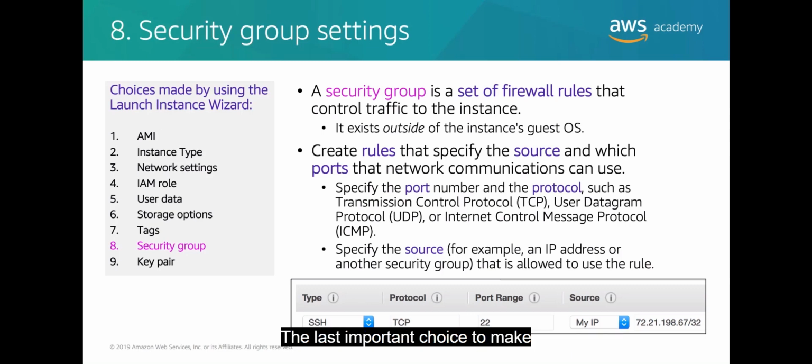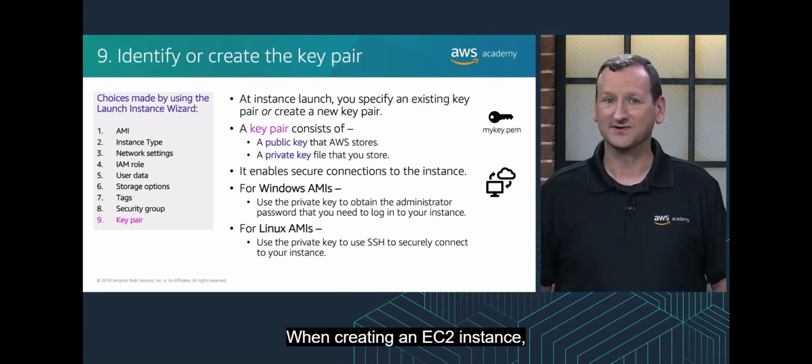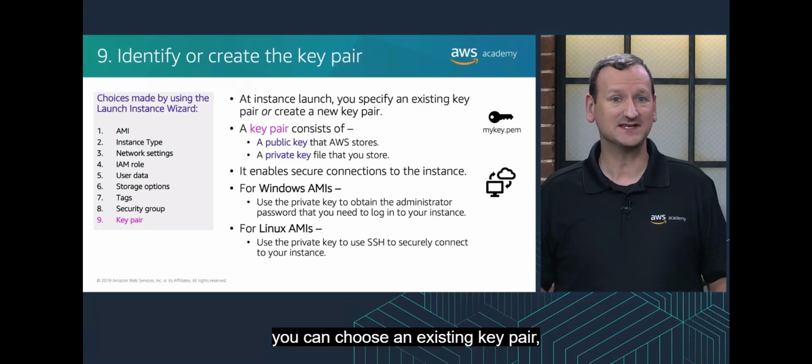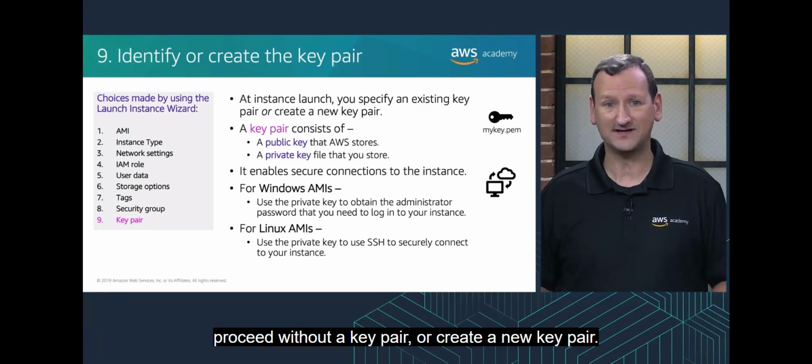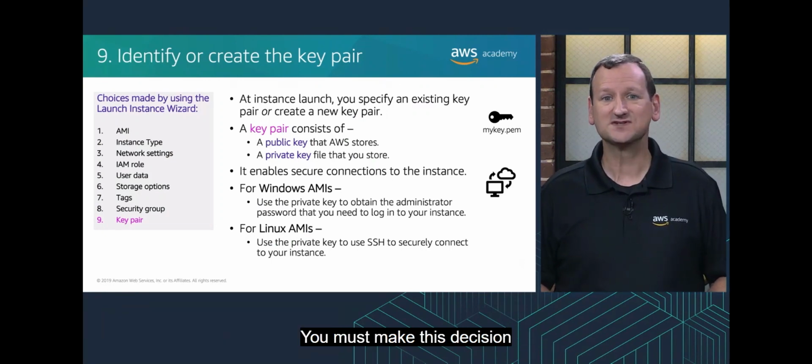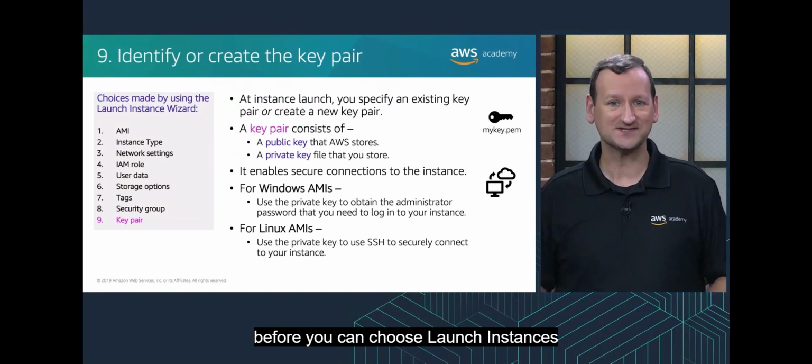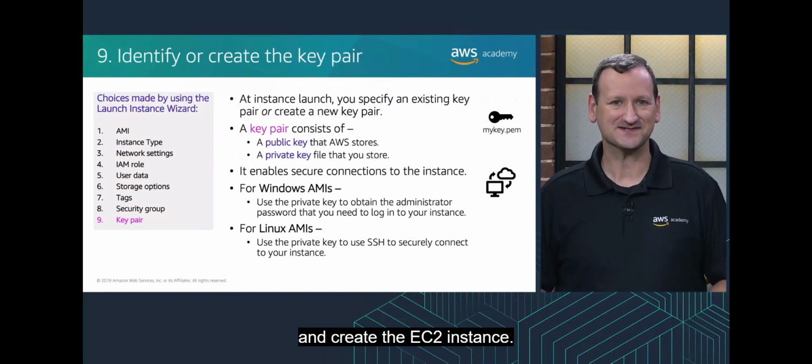The last important choice to make when launching an EC2 instance through the wizard is to specify a key pair. A key pair consists of a public key and a private key. It enables secure connections to an EC2 instance. When creating an EC2 instance, you can choose an existing key pair, proceed without a key pair, or create a new key pair. You must make this decision before you can choose Launch Instances and create the EC2 instance.